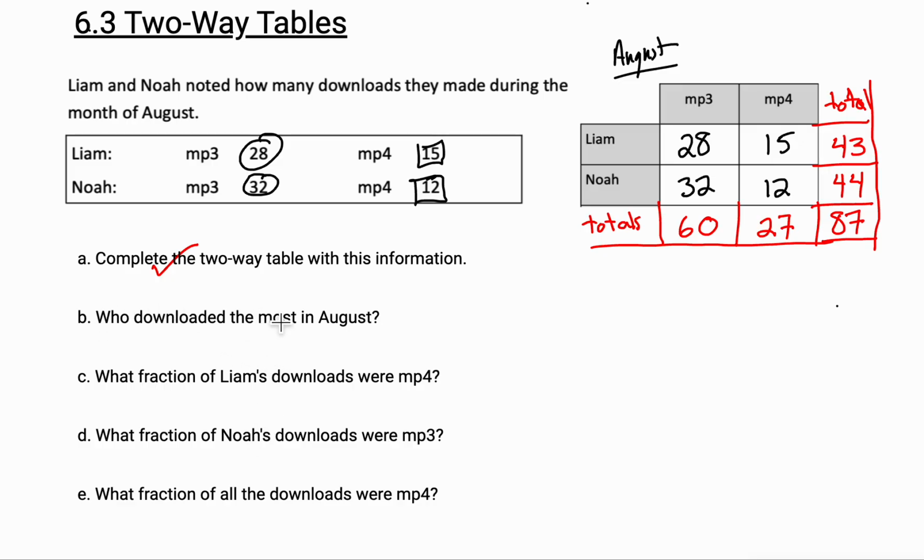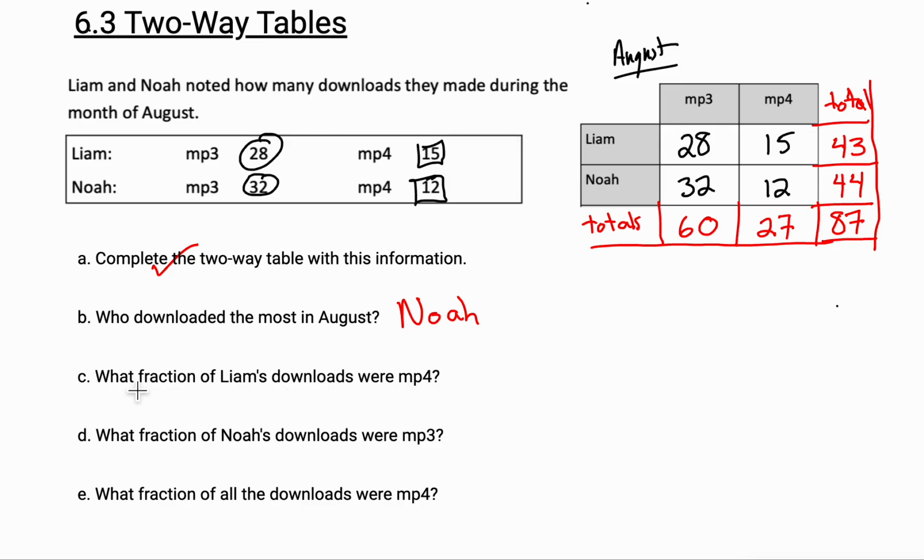Now, who downloaded the most in August? So we know that this is the August, and we could think of the total here. Oh wait, that's the total of the MP3s. We want the total of who? So that's Liam's total of 43 or Noah's total of 44. So Noah has more. And if they explained why, I probably would state that Noah had one more than Liam.